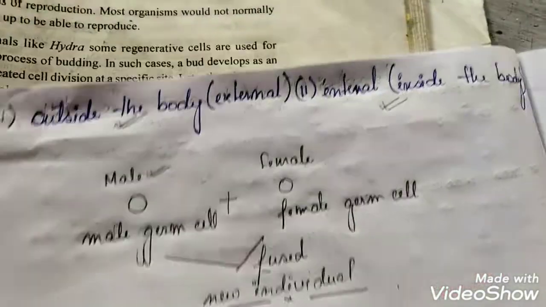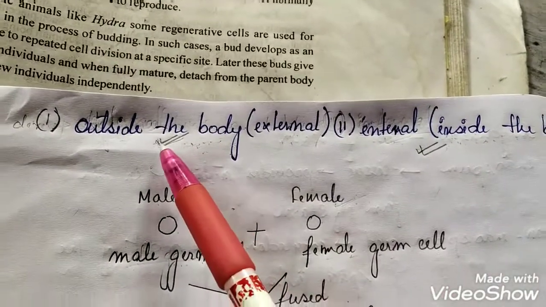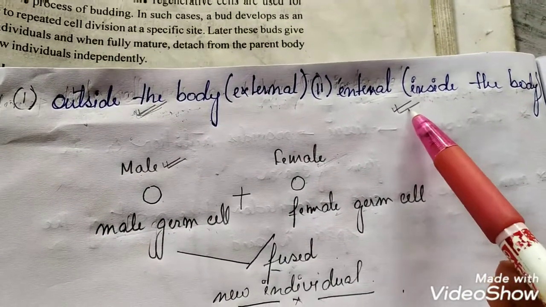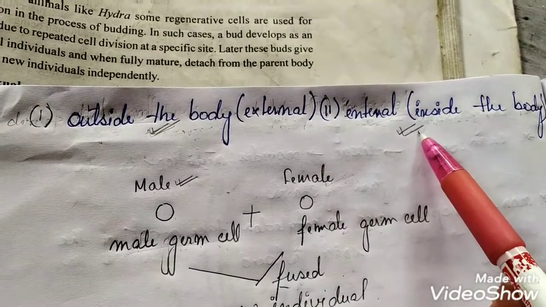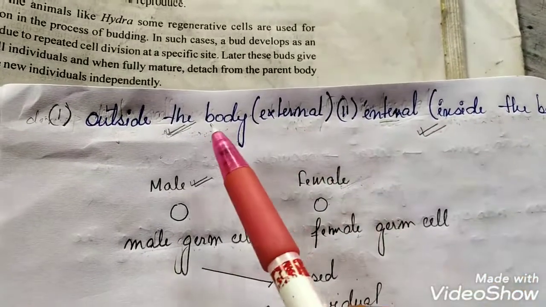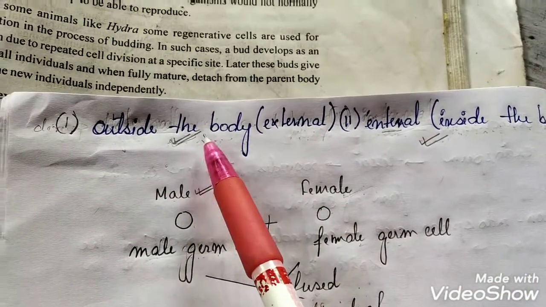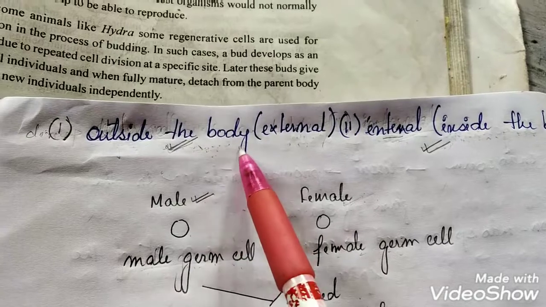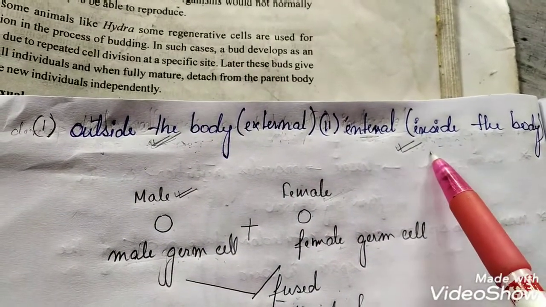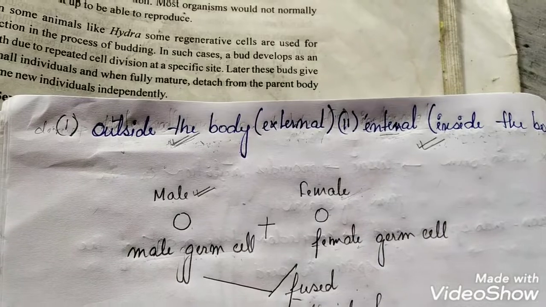Fusion of the male and the female gamete may take place outside the body, that is external, or the fusion of the male gamete and the female gamete may take place inside the body, that is internal. External type of fusion is seen in fish and amphibians, and internal type of fusion is seen in human beings, dogs, cats, etc.